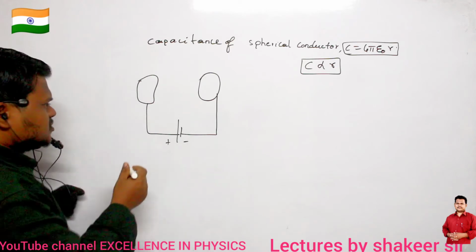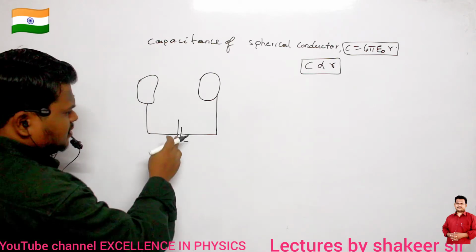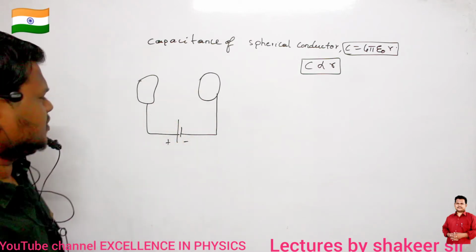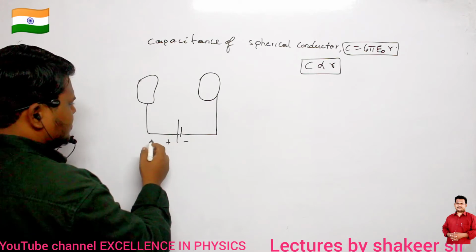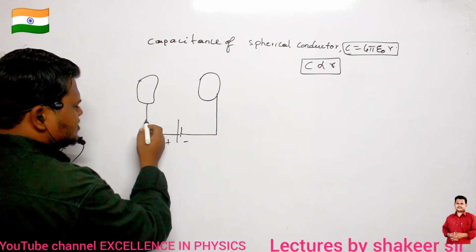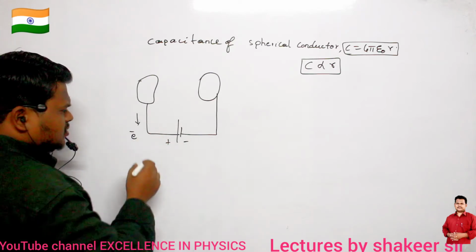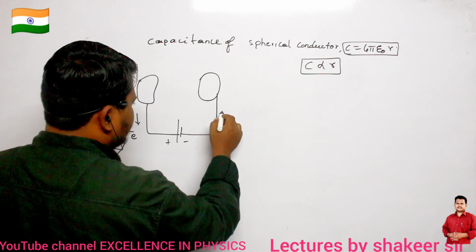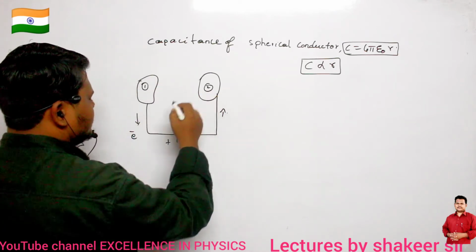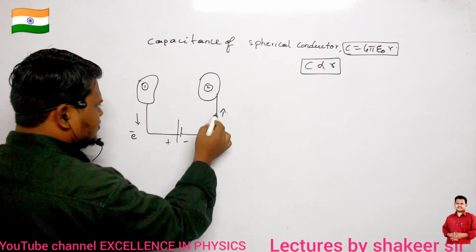Clear, no? This side of the conductor is connected to the positive terminal of the battery, and this side is connected to the negative terminal of the battery. If the positive terminal is connected, then it will attract electrons from this conductor. So electrons will start drifting in this direction. This is the direction of electron flow. These electrons go and get deposited on this second conductor. This is conductor number 1 and this is conductor number 2. So electrons start drifting from the first conductor to the second conductor.